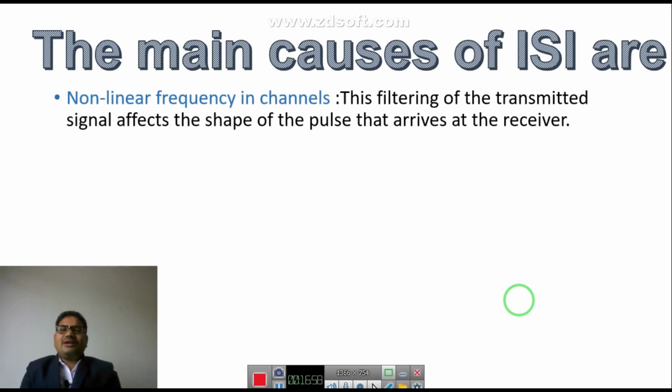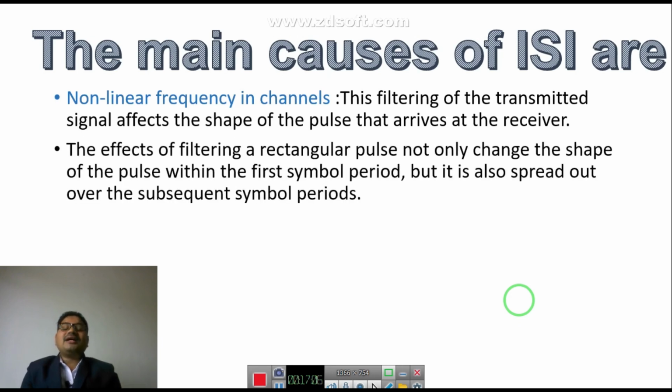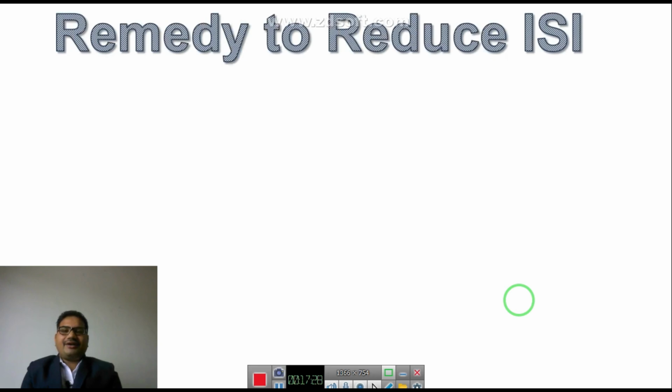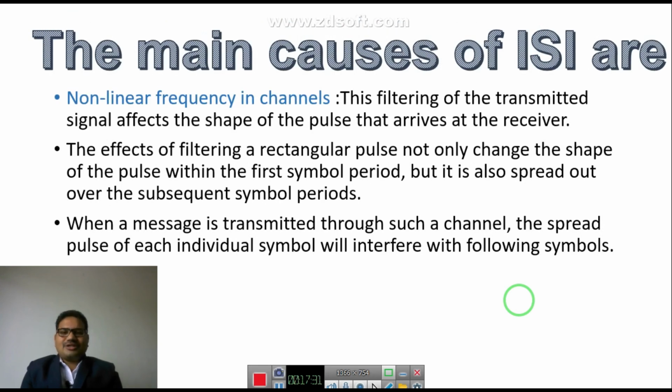So this filtering of the transmitted signal is going to affect the shape of the pulse that arrives at the receiver. The effects of filtering a rectangular pulse not only change the shape of the pulse within the first symbol period, but it also spreads out over the subsequent symbol periods. So when a message is transmitted through such a channel, the spread pulse of each individual symbol will interfere with what? Following symbols. So these are the main causes of ISI.